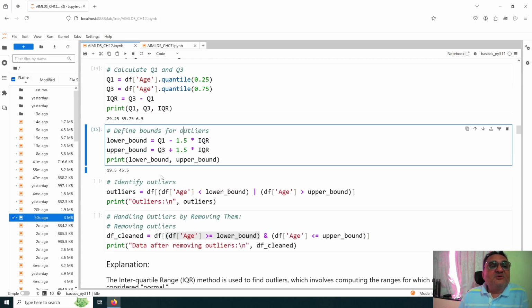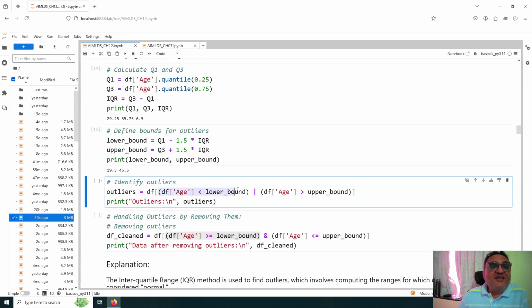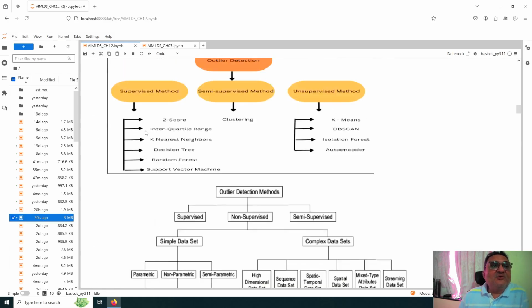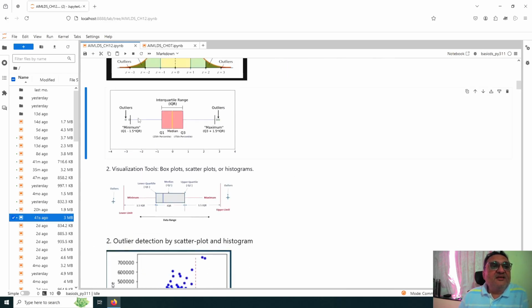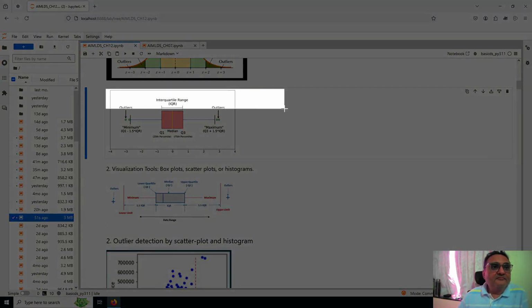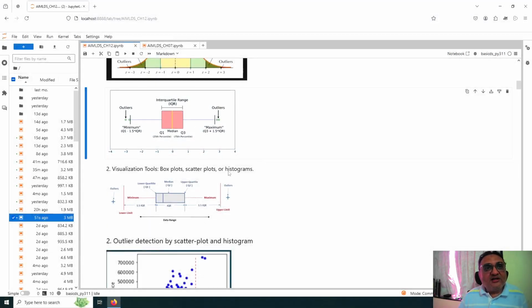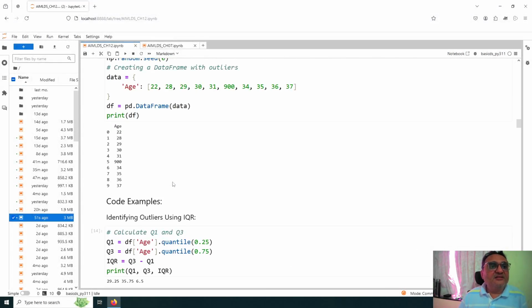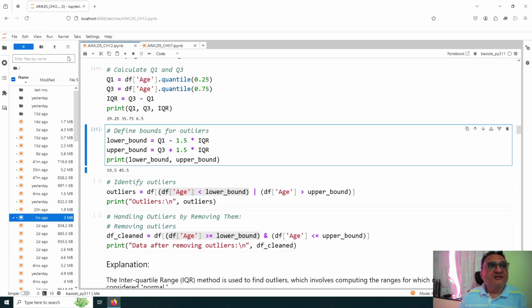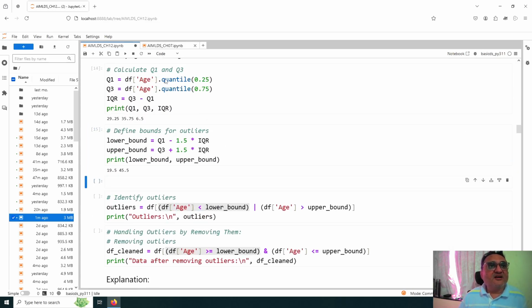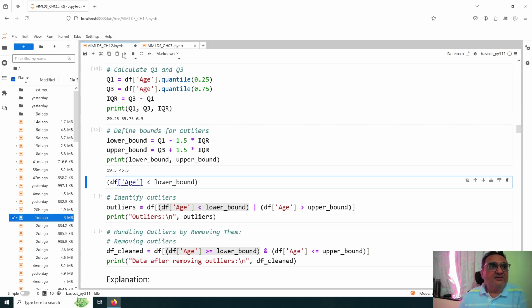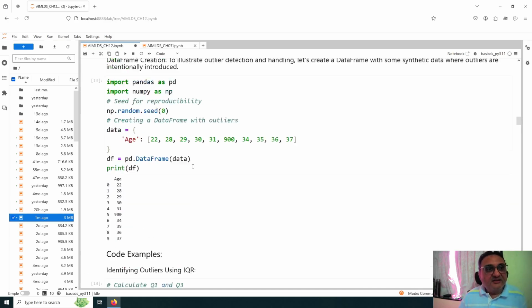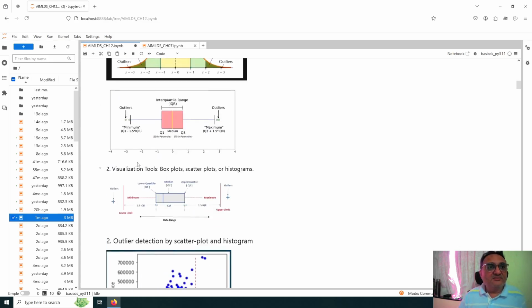Okay, so if I find df age less than lower bound, now less than lower bound is okay, let me bring this box plot, because I have to scroll a lot, so I don't want that. Okay, so below this, let me add a markdown cell and paste it.